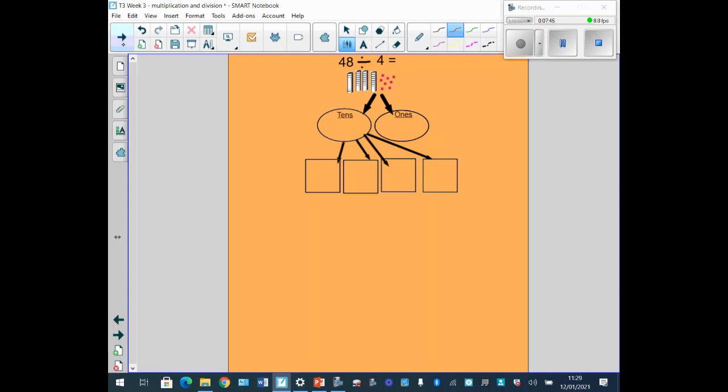How did you get on? Could you draw 48 in deans? Could you share them into 10s and 1s? And then, could you divide all of that by 4? Let's have a go together. So I've already created 48 in deans, and now I'm going to split them into 10s and 1s. Here are my 10s. Just pop the 1s in.